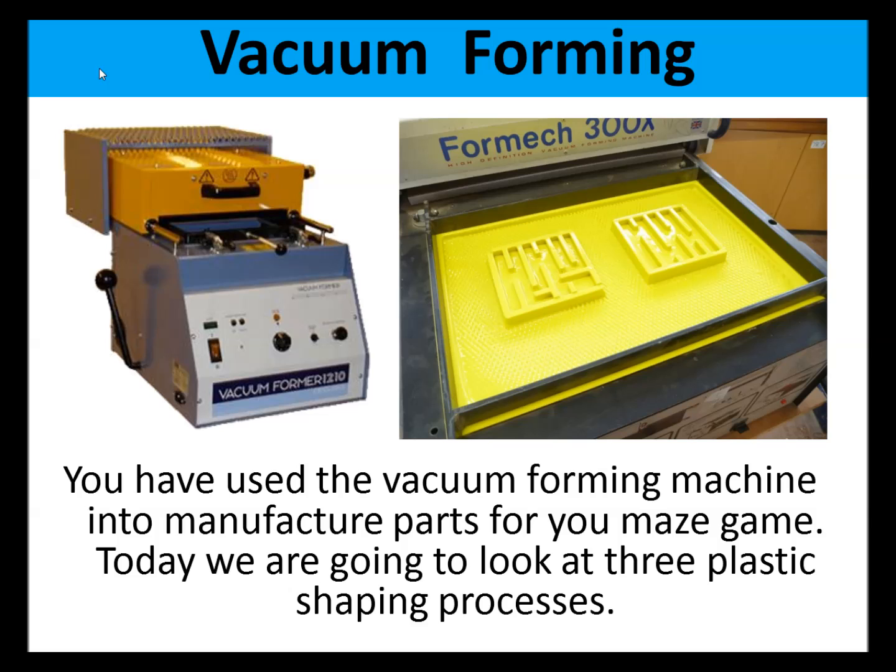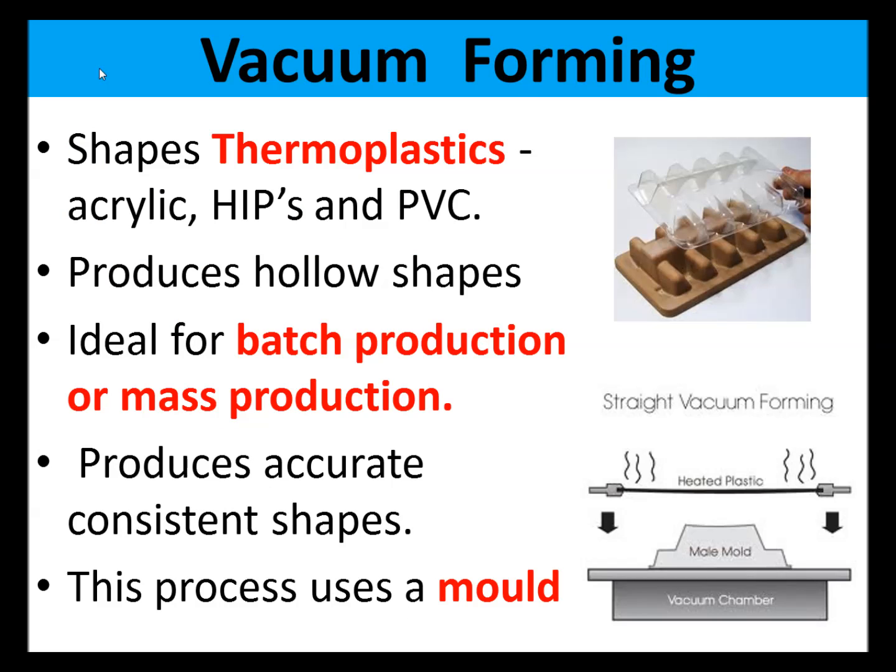Vacuum forming. You may have used a vacuum forming machine to manufacture parts in projects like the maze game, and we're going to look at this and 2 other plastic shaping processes. Vacuum forming shapes thermoplastics such as HIPS and PVC. It generally produces hollow shapes, and it is ideal for batch production or mass production processes, and it produces accurate and consistent shapes using a mold.